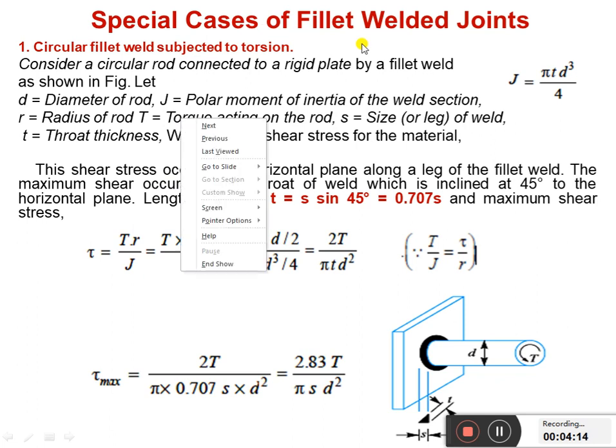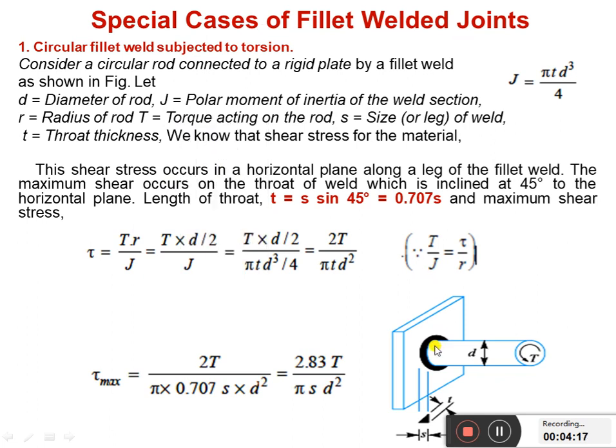And special cases of fillet welded joints. It may be a circular rod welded to a plate, a circular fillet weld subjected to a torsion. d equals diameter of the rod, J is polar moment of inertia, r is radius of the rod, T is torque acting on the rod, S is size of weld, t is throat thickness. So we know the shear stress of the material. We found t is 0.707 into S, and from the torsion equation tau is equal to T r divided by J.